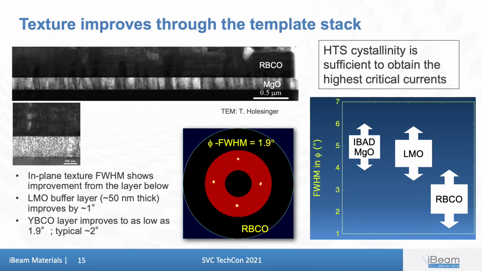Ultimately, we need the crystalline alignment to transfer from the IBAD to the HTS layer, in this case REBCO. On the right, you see how the in-plane texture improves through the template stack. Typically, we start with an MgO layer of about 4 to 5 degrees of in-plane alignment, and by the time it gets to the REBCO, it is about 2 to 3 degrees of in-plane alignment. This is sufficient alignment to obtain critical currents as high as that of epitaxial films on single crystal substrates.